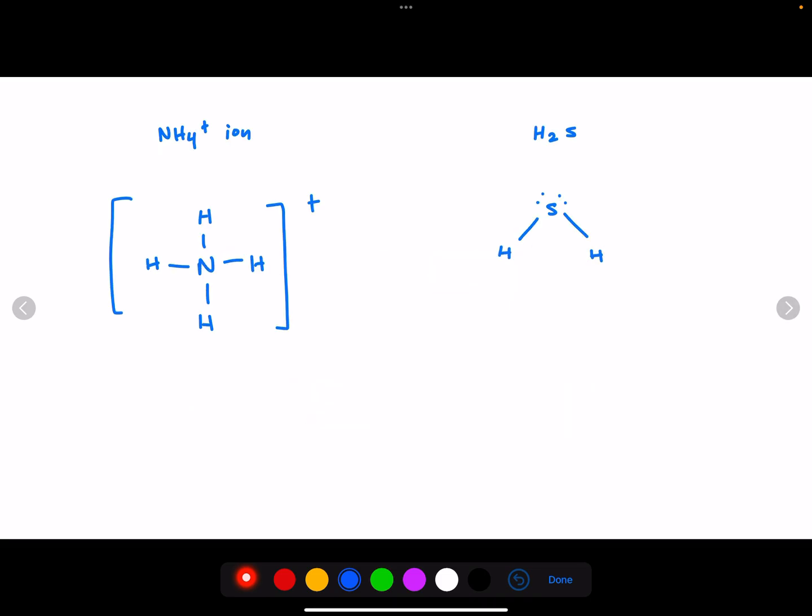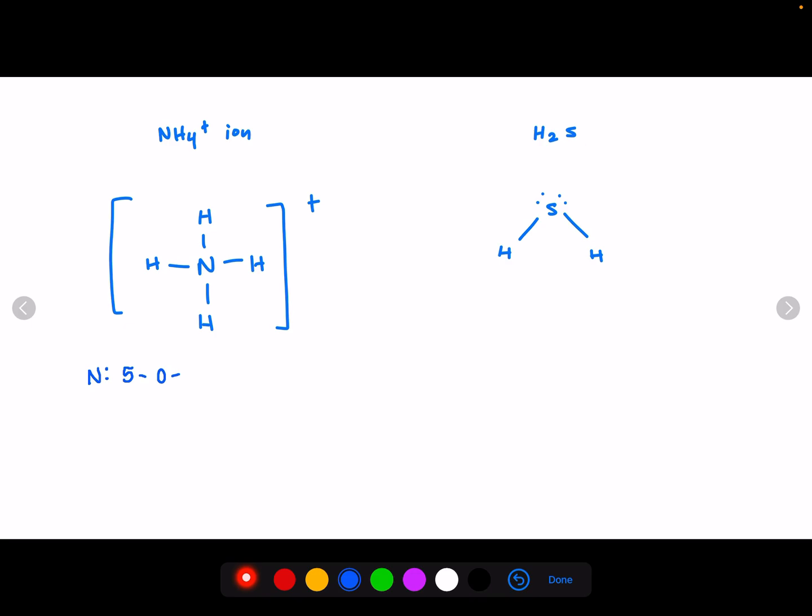So we're going to go through some examples. The first is this NH4 plus ion. And we're going to start by calculating the formal charge for the nitrogen. Now the nitrogen has 5 valence electrons. It has no non-binding electrons. I don't see any lone pairs around the nitrogen, so we're going to put a 0.